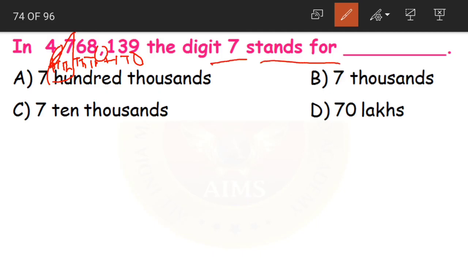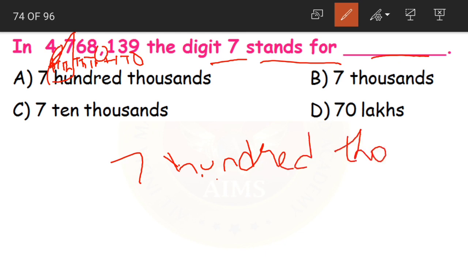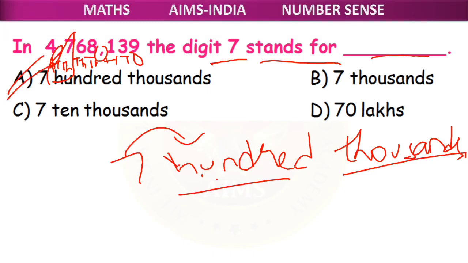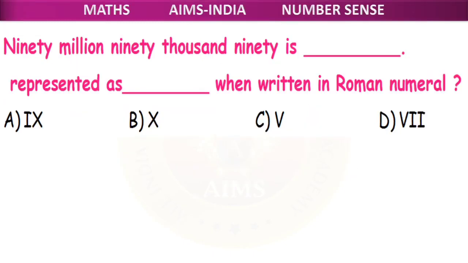Now what are they asking? The digit 7 stands for dash. 7 is in 100,000s place. So 7 stands for what? 700,000. Nothing but they are asking us the place value. 7 is in 100,000s place. So the place value becomes 700,000. That is option A. Okay children.